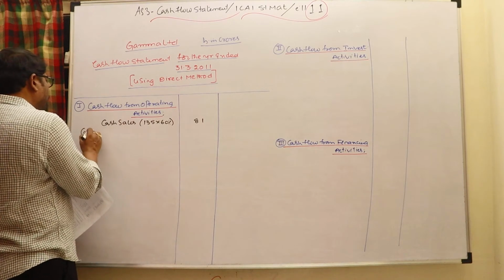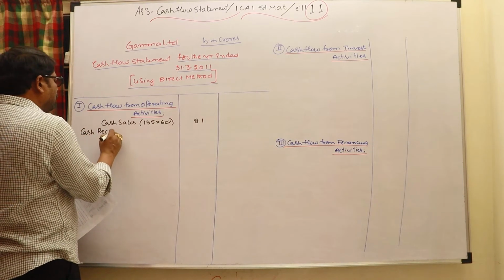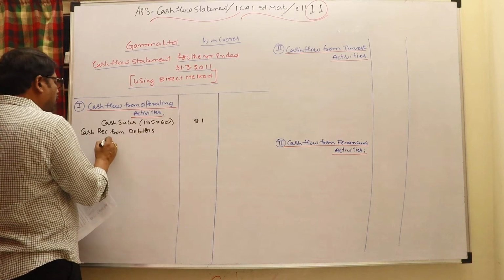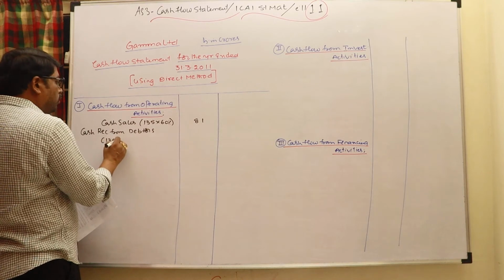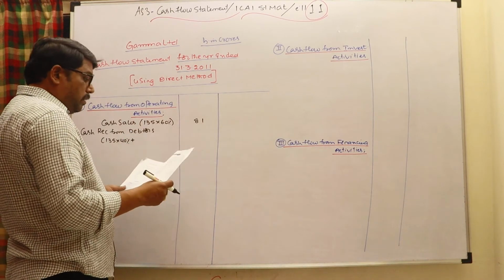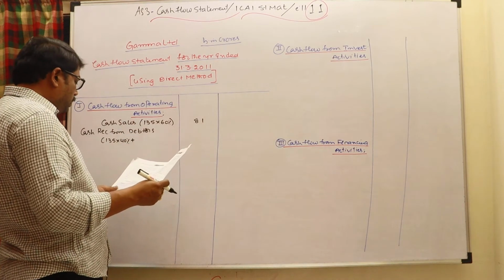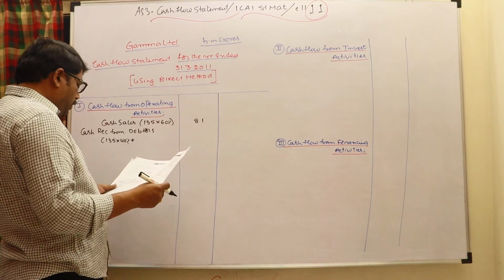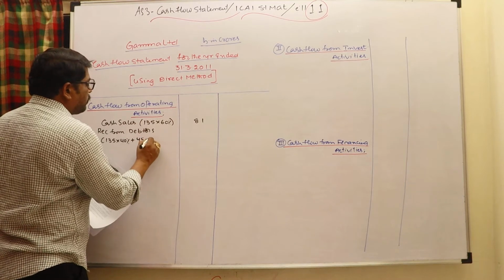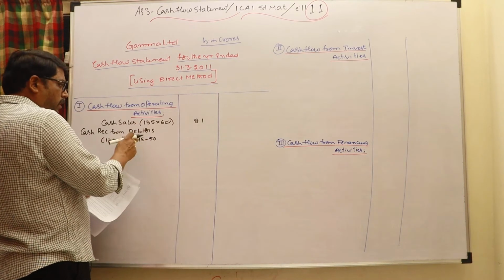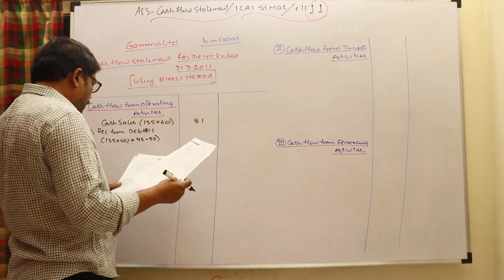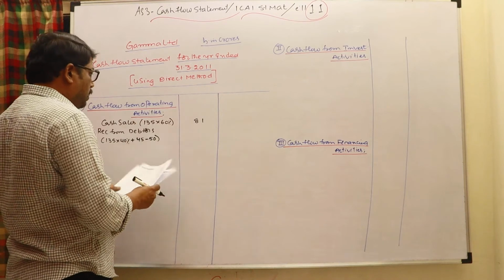Similarly, cash received from debtors or trade receivables: obviously 135 crores into 40%, plus opening debtor, minus closing debtor. That is, opening debtor plus 45 and minus 50. For credit sales made, the opening debtor is added and the closing debtor is deducted, which is the collection from the debtors. So the resulting amount is 49.